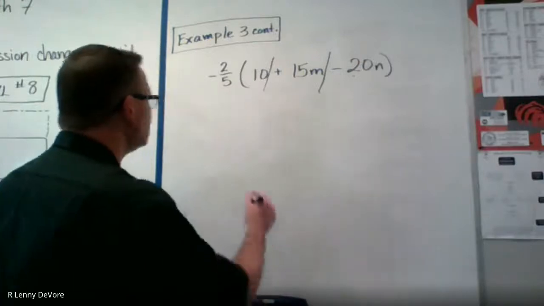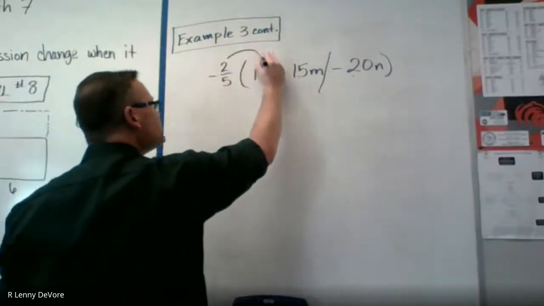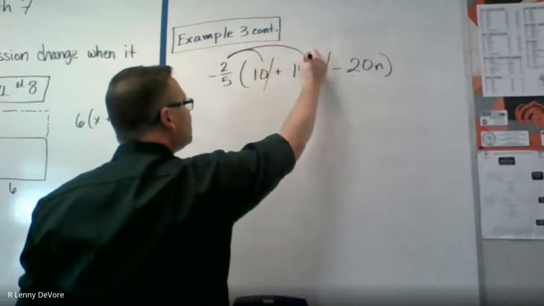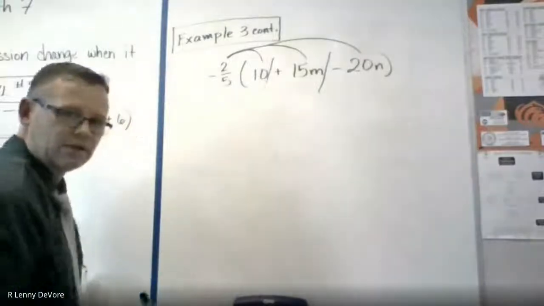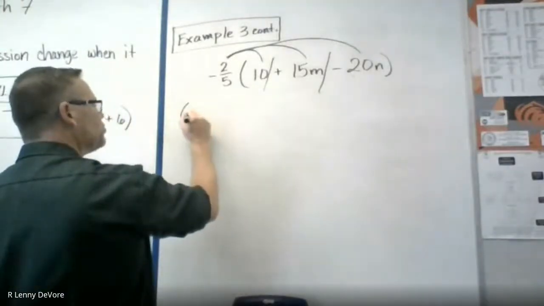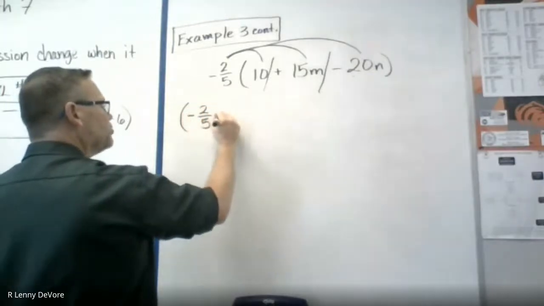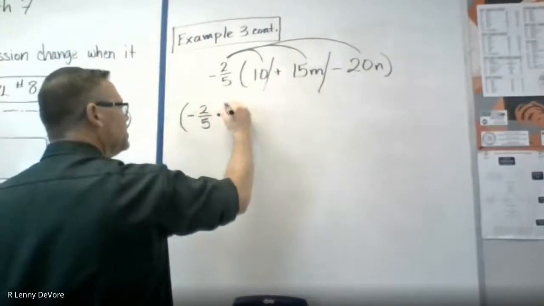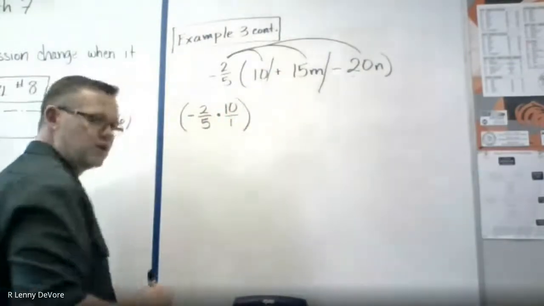Okay, so watch how I do this. So this becomes, I'm going to multiply it by 10, I'm going to multiply it by 15m, and I'm going to multiply it by negative 20n. Okay, so this becomes, I'm going to put these each in their own parentheses, negative 2/5 multiplied by, now notice with the 10, I'm going to put it to a 10 over 1. That way I can reduce it.